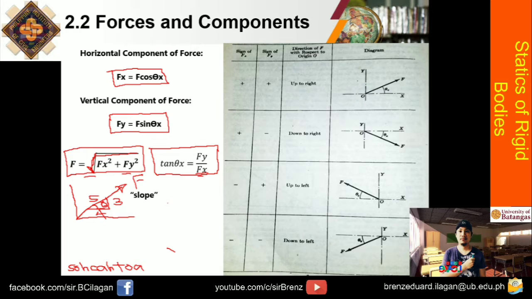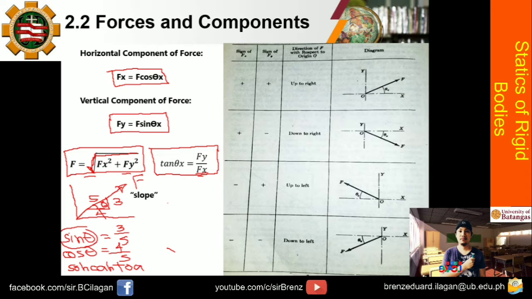So ganun lang din naman yung concept niya, as long as alam mo itong SOH-CAH-TOA. Again, di ba, opposite over hypotenuse. So di ba yung sin theta natin, so that is equals lang sa 3 over 5. So yung cosine theta, so adjacent, so that is 4 over 5. So di ba ito is equals lang din dito.